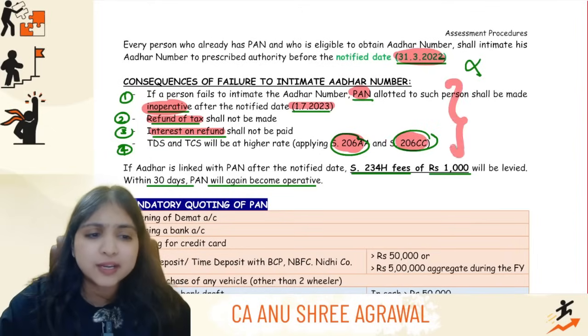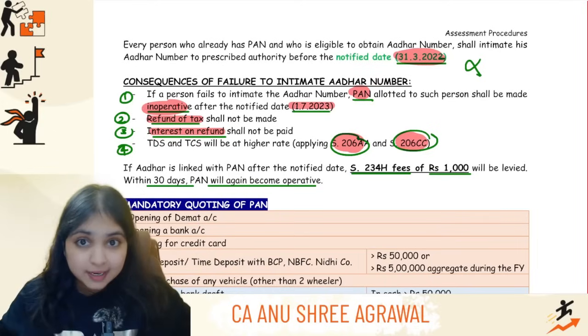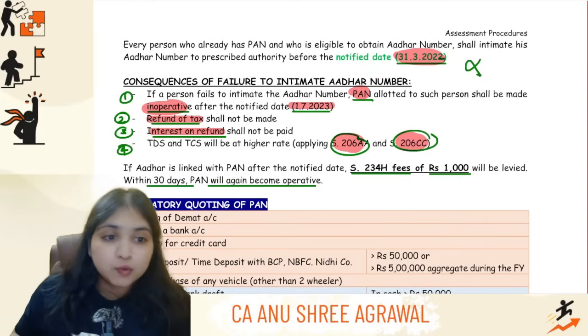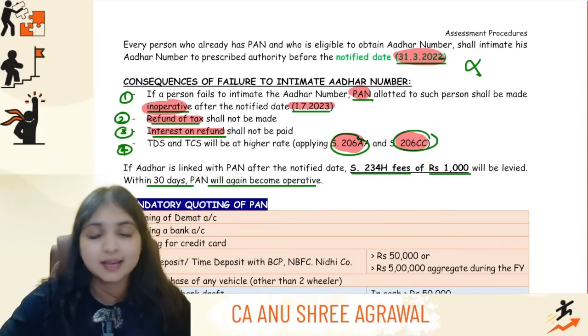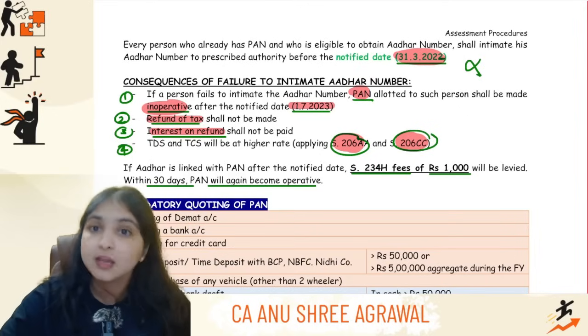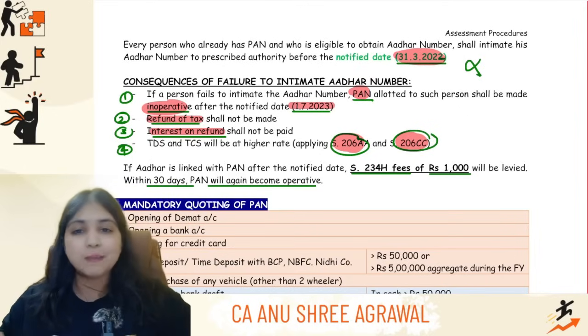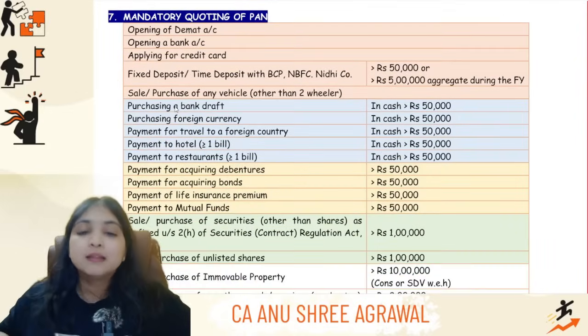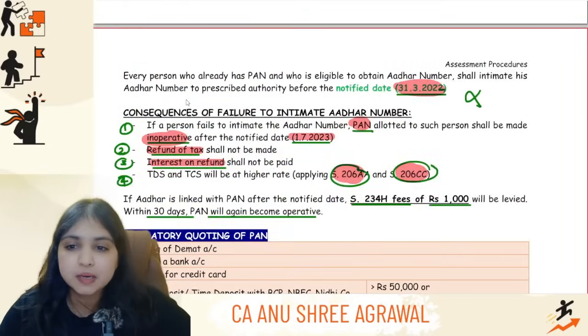Okay, so you are having 4 consequences. Now today, if you go and interlink your PAN with your Aadhaar, if you interlink after this date, then in that case you will have to pay 234H fees of 1000 rupees, and within 30 days your PAN will become operative again. Okay, then comes our next concept, concept number 11.